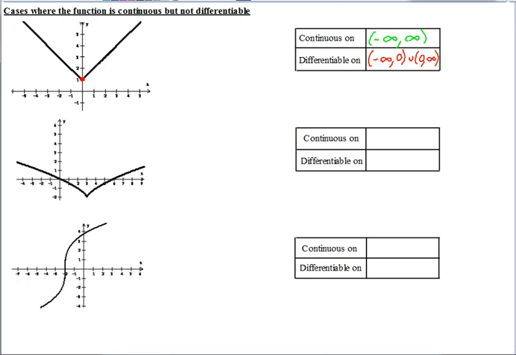And what's happening there, this is called a corner. So in the corner, we have an abrupt change in slope. So you can see the slope is -1, -1, -1, and then all of a sudden it's positive. So there's not a smooth transition like on a normal curve. So whenever you have an abrupt change, a corner like that, it's not differentiable at that corner.